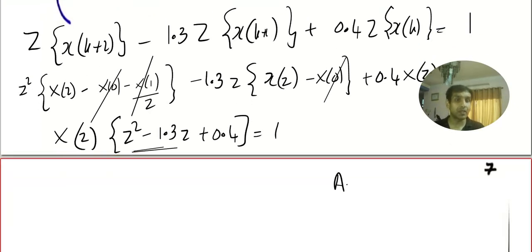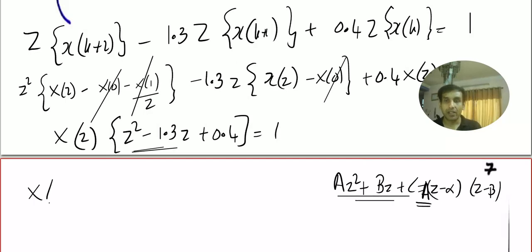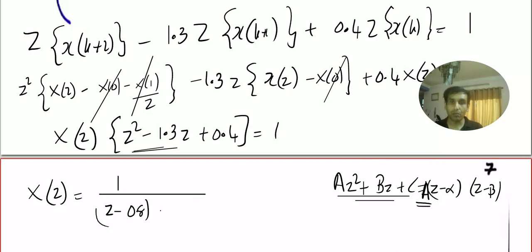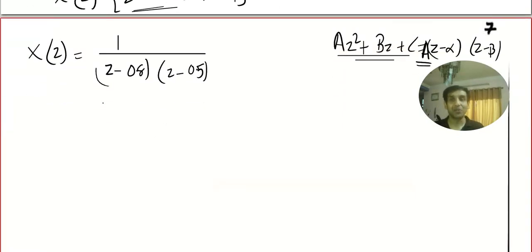I hope you remember a quadratic can be written as z minus alpha into z minus beta multiplied by capital A. Don't forget multiplied by capital A, where alpha, beta are the roots of this equation. So X of z will transform into 1 by (z minus 4 by 5)(z minus 1 by 2). I got 0.8, that is 4 by 5, and 0.5. And now you know what to do.